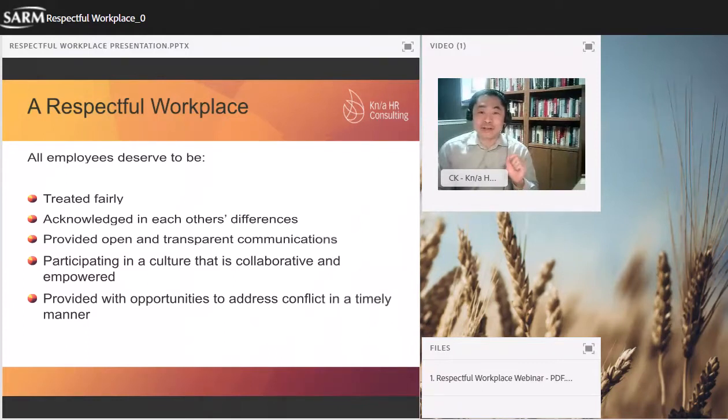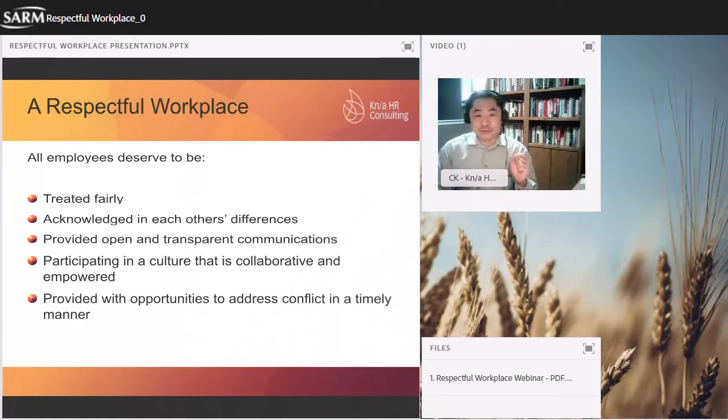Don't allow for any conflicts to stew, because all this is doing is delaying the inevitable, and along the way you might be building more resentment between the parties that are in conflict. And there could be more examples to this, but these are some of the more common ones. So again, making sure that people are treated fairly, that their differences are acknowledged, that there's open and transparent communications, that they're participating in a culture that is collaborative, and there's opportunities to address conflict in a respectful way.